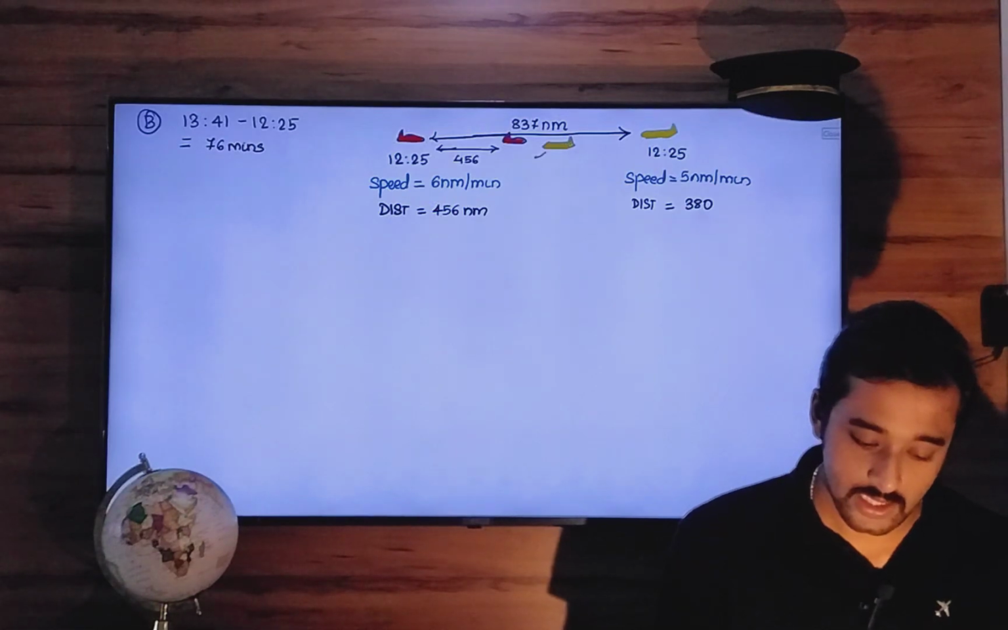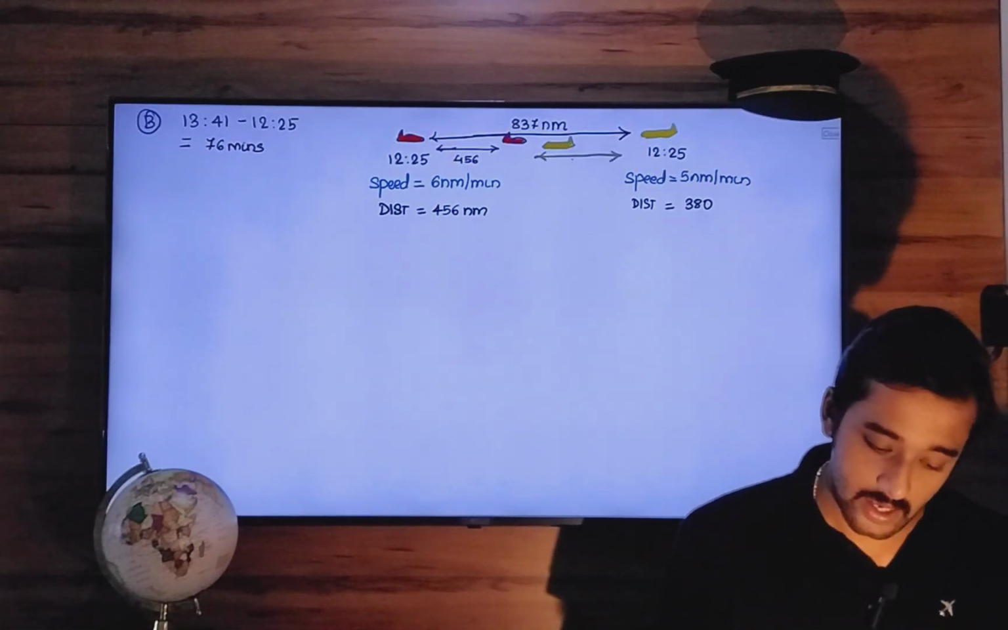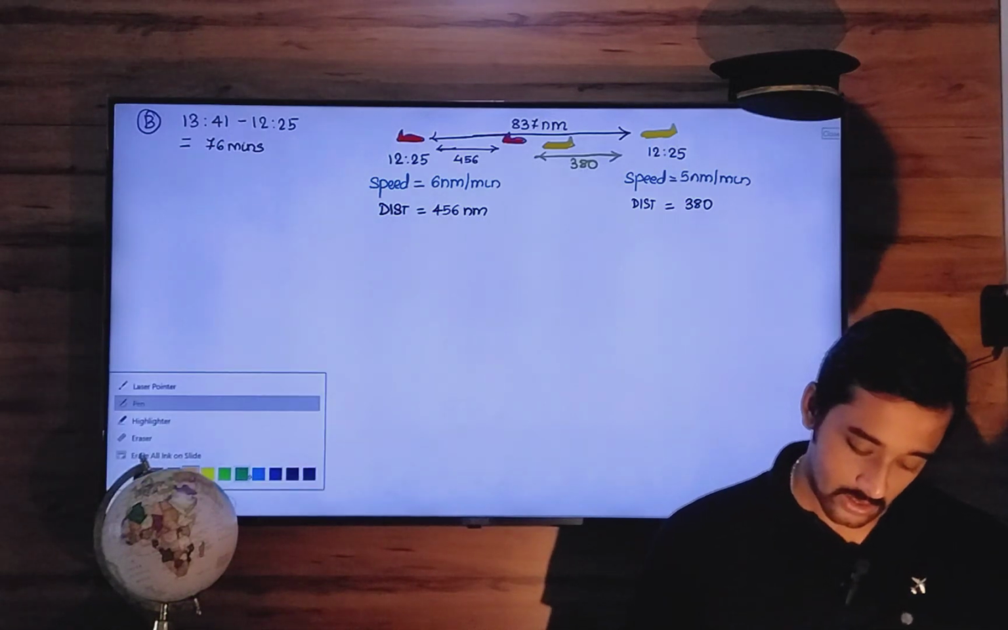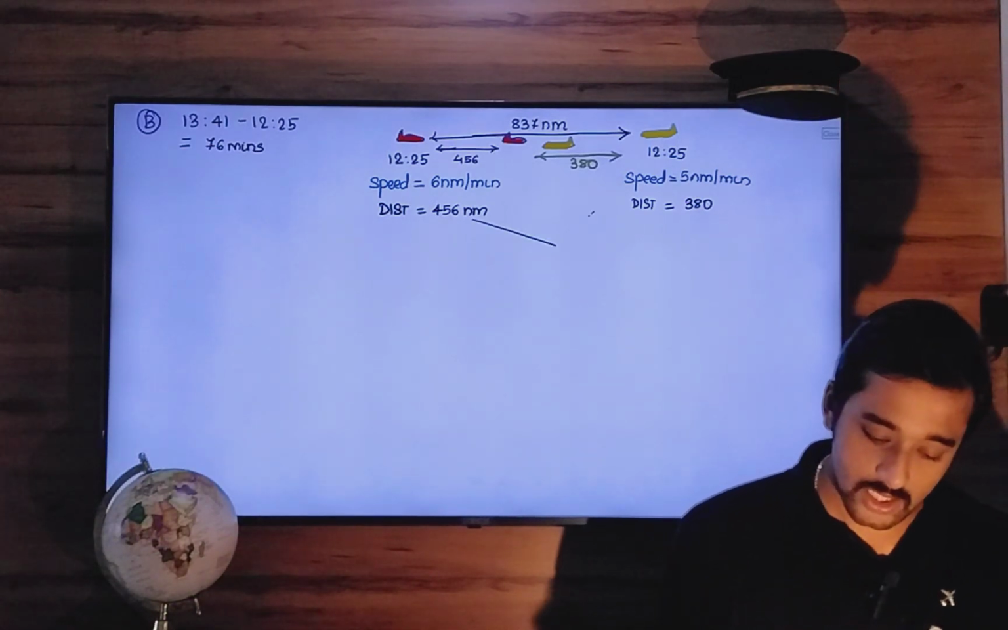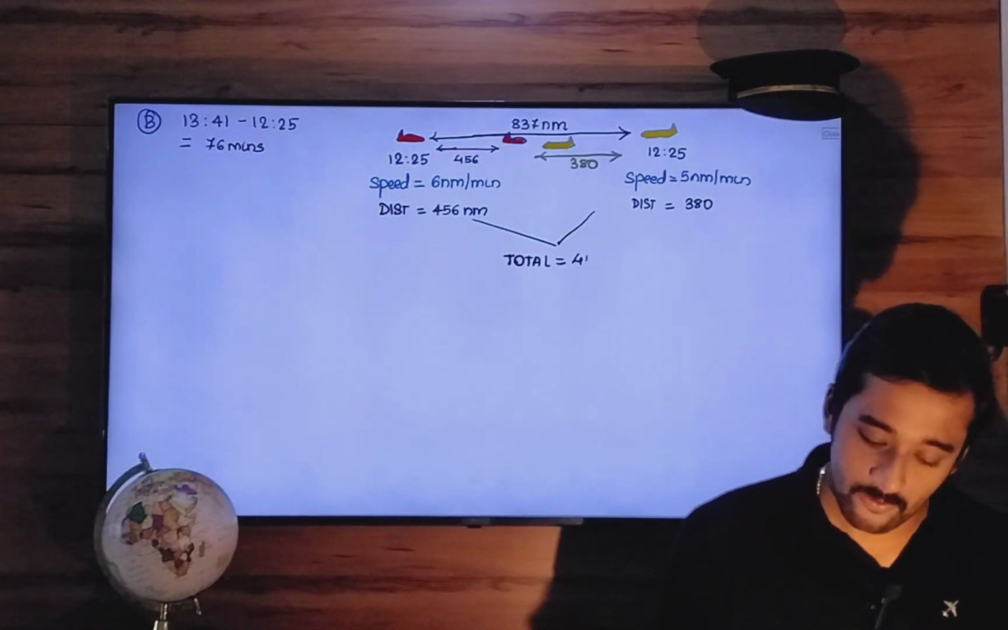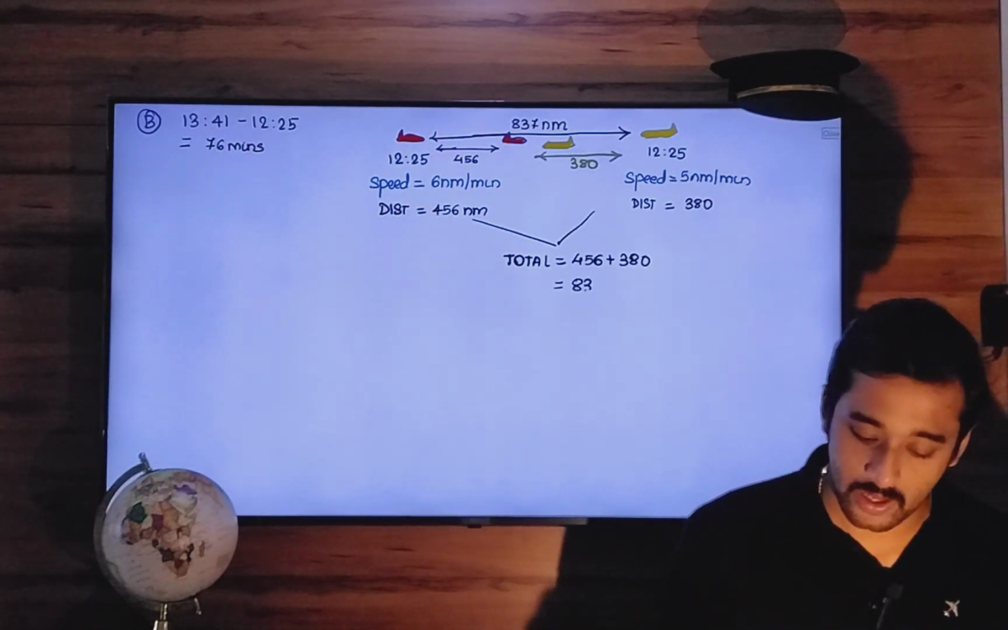So the distance is 380. Now the total distance traveled by both aircraft is equal to 456 plus 380. That amounts to 836 nautical miles.